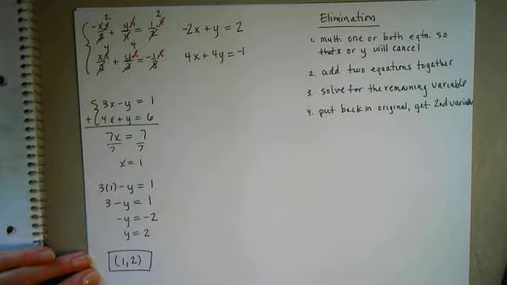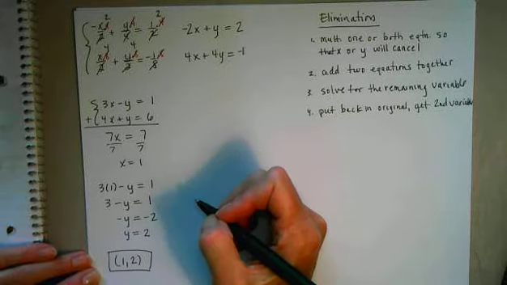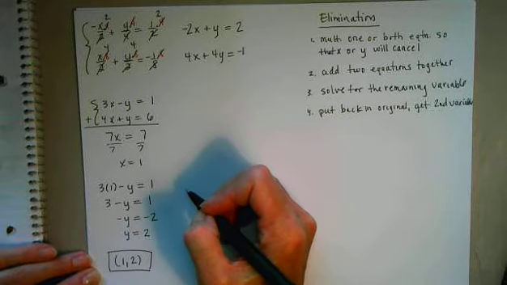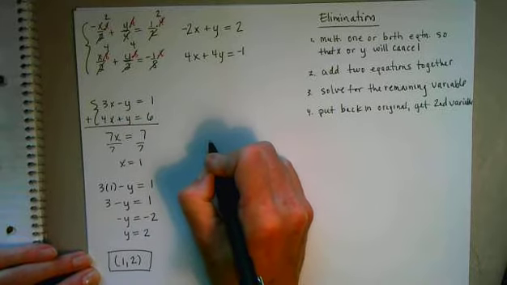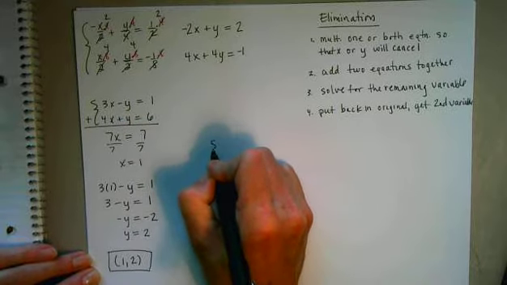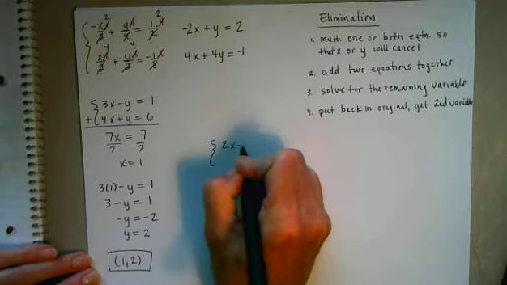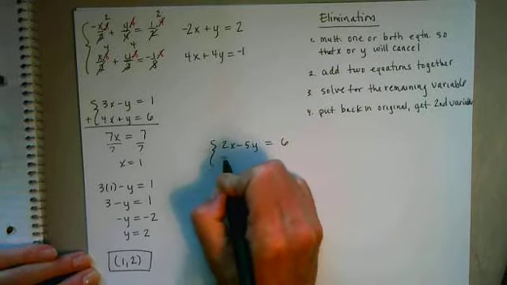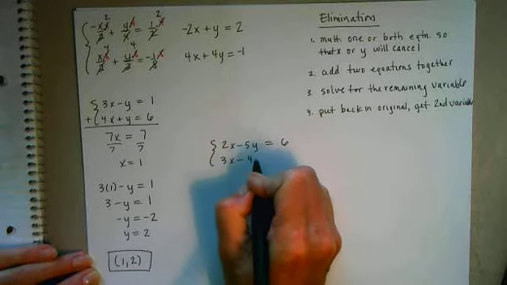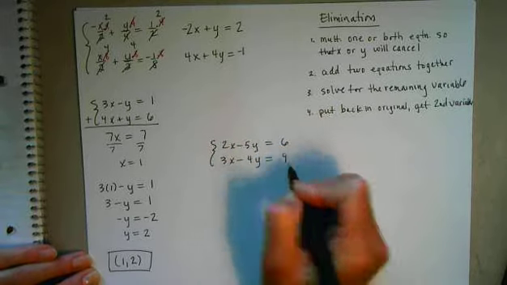Now let's do one where they don't cancel right off the bat. So let me write it right here. We'll have a little more space. I've got 2x minus 5y equals 6, and 3x minus 4y equals 9.